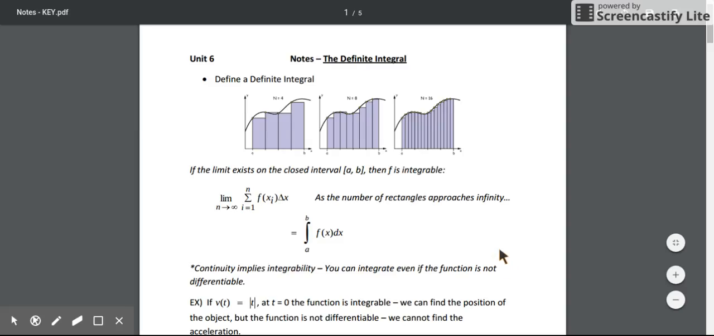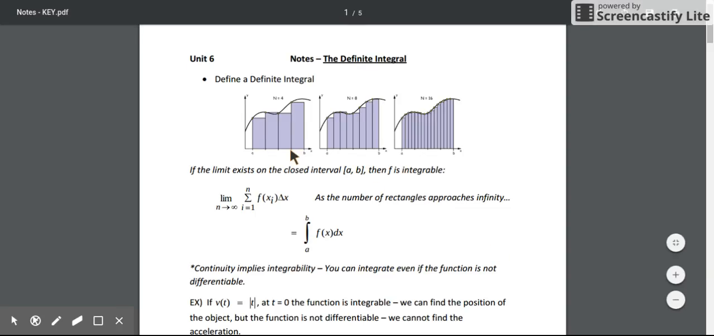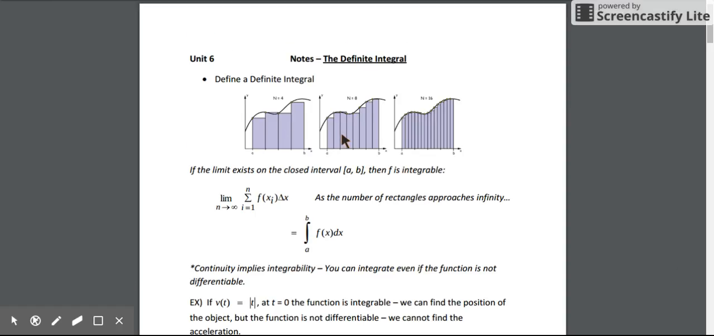In this video, I'm going to be introducing the idea of the definite integral. So what is the definite integral? Well, hopefully we understand at this point that we can approximate areas under a curve using areas of rectangles. And if we increase the number of rectangles, we increase our approximation. We get closer and closer to the real area.